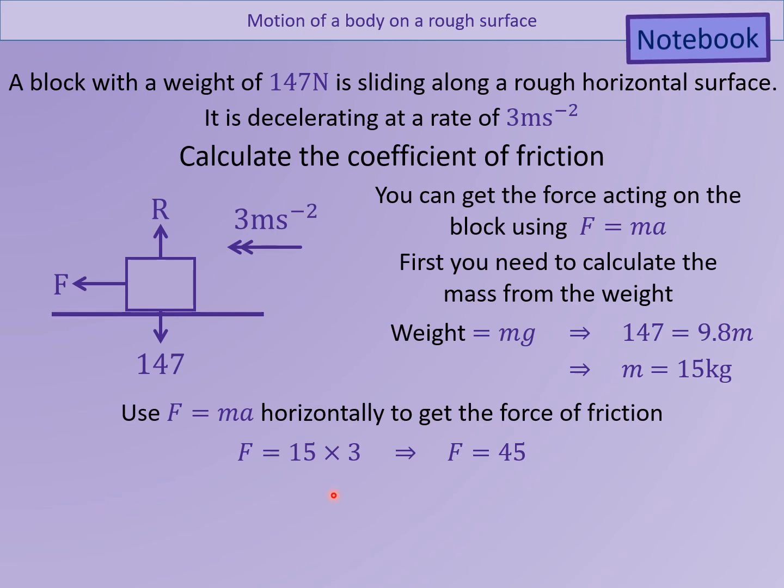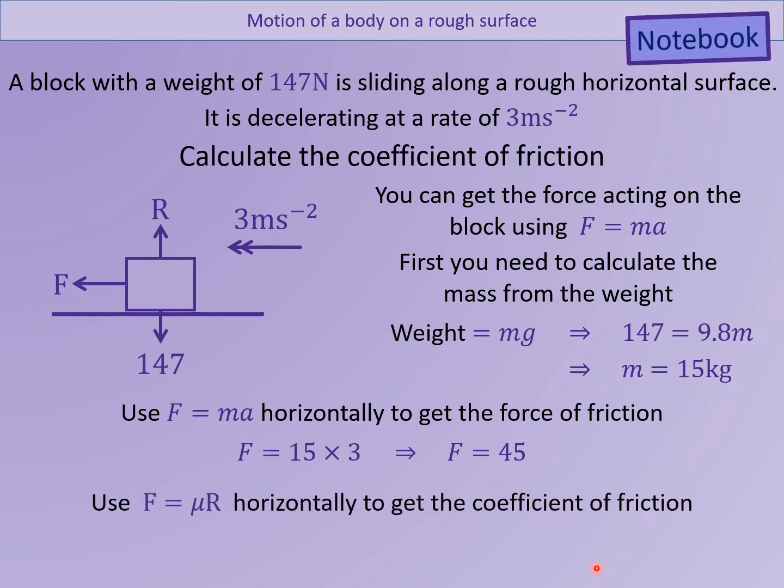So I've got that so far. I've got F equals ma. I found my total force as 45, but now I can work out my frictional force. They're different. That's the total force just there. This is just a frictional force. This is just that one force.